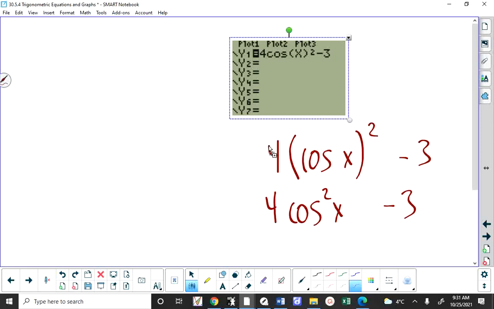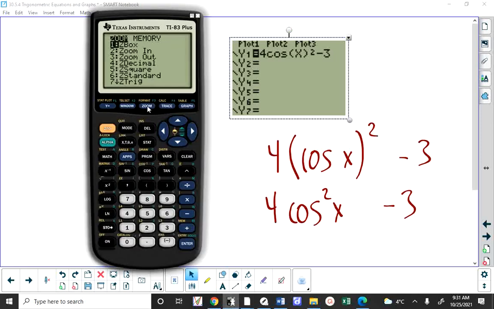Now, what are we going to do? We are going to go zoom standard. Now, that's not zoom standard. We're going to go zoom trig. And that's not what we're always going to do, but we're going to do it in this question. So I go zoom trig, which is zoom 7.